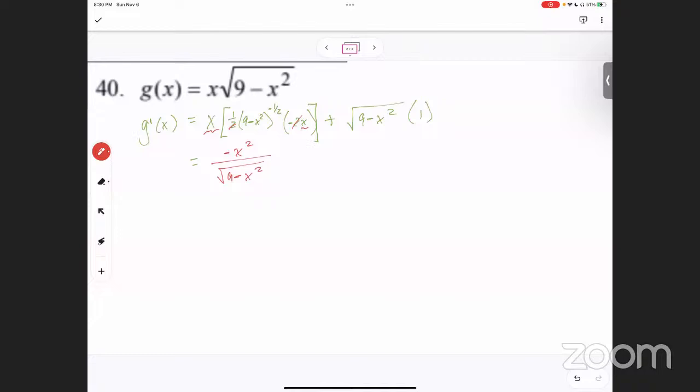I follow everything except, oh, never mind, it's a product rule. I don't know why I thought it was a quotient rule. My bad.